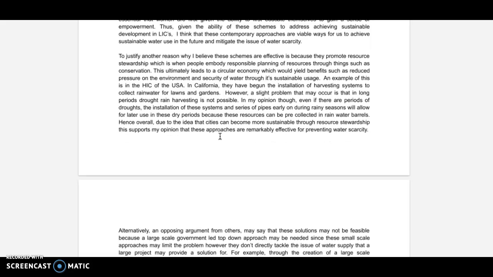Okay, then I'm going on to another paragraph, and I'm saying another reason why I believe these schemes are effective is because they promote resource stewardship, which is when people embody responsible planning of resources through things such as conservation.